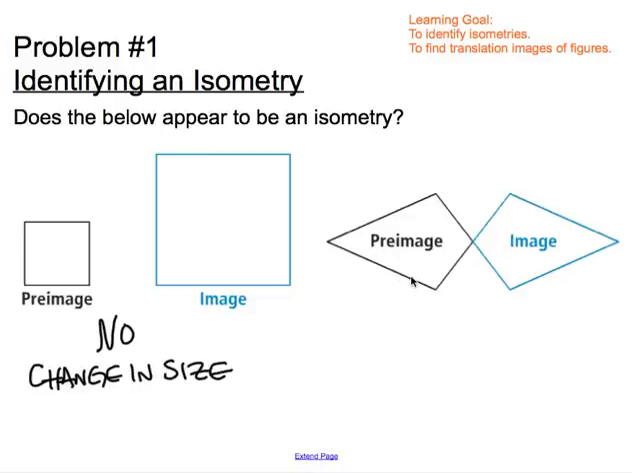Looking at the second set of figures, we have a pre-image here and its image over here. And I would say yes, these do in fact look congruent. And this is likely either a flip or a turn.